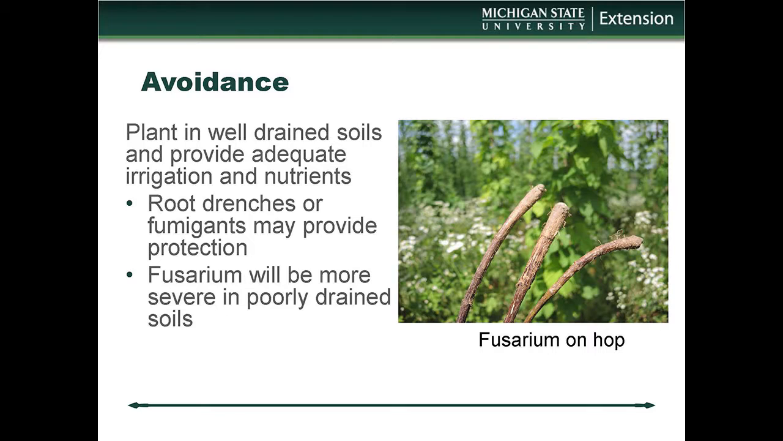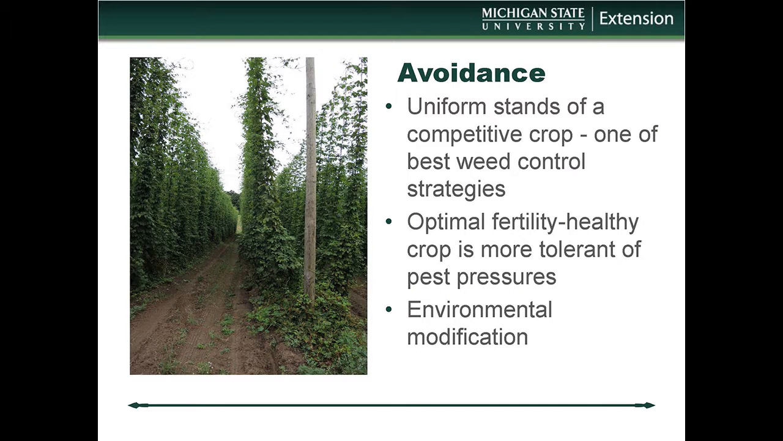Of course, adequate irrigation and nutrients are critical too, to keeping hops out of stress, and they are really thirsty and they require a lot of nutrients. Avoidance can also include uniform stands of a competitive crop.